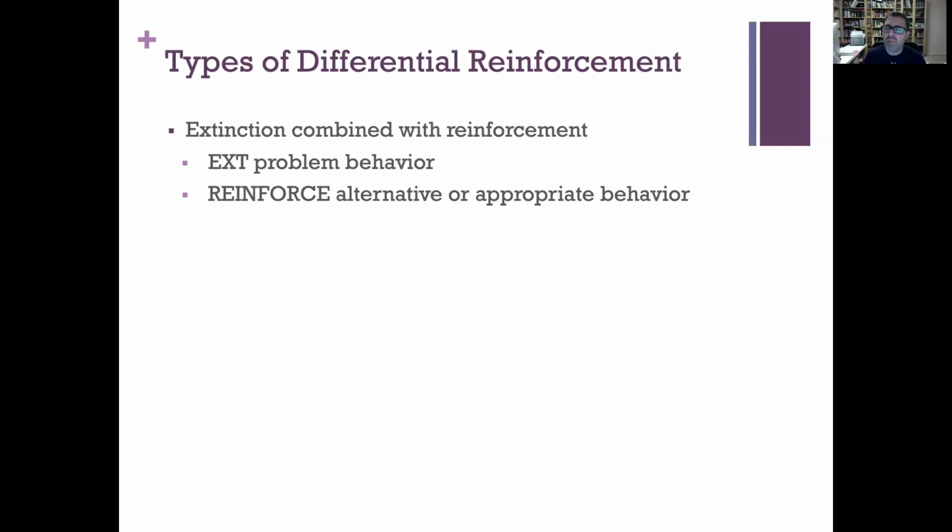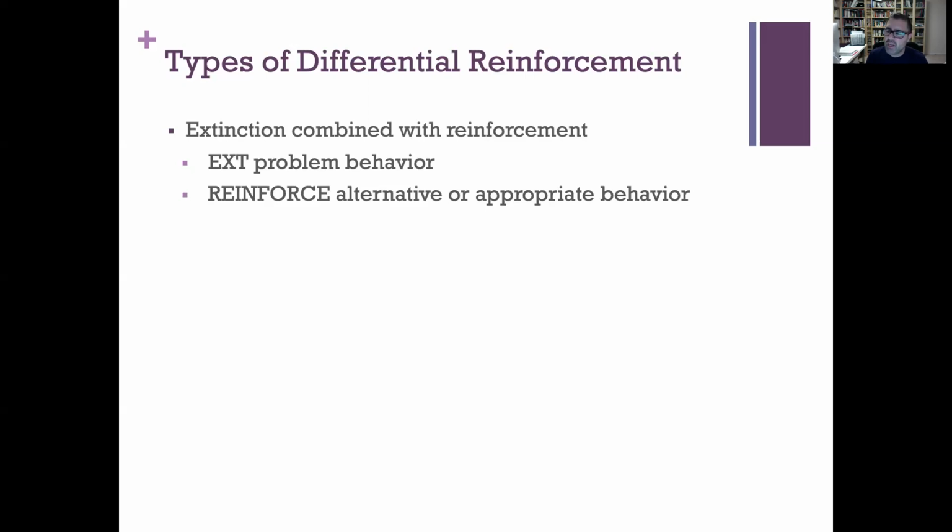So if the problem behavior is what has been reinforced in the past, so it is likely to occur in a situation, then what do you do? Well, you have to identify the reinforcer that has been delivered in the presence of the problem behavior in the past, withhold that reinforcer, so not deliver that reinforcer, and now instead deliver that reinforcer in the presence of an appropriate behavior, of something that should be occurring in order to produce that reinforcement.